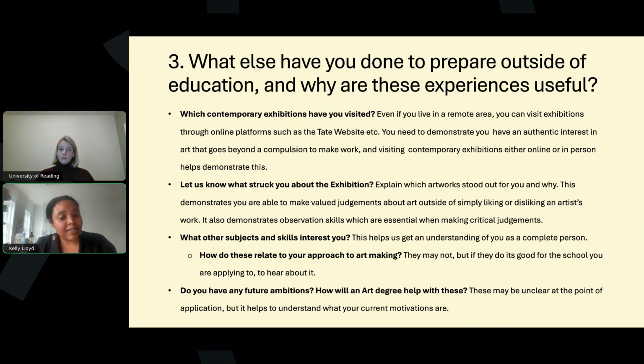What other subjects and skills interest you? This helps us get a general understanding of you as a complete person. And how do these relate to your approach to art making? These other subjects, other skills, other hobbies. They may not relate, but if they do, it's good for the school you're applying to, us in this case, to hear about these other interests that you have, these broader interests that you have.